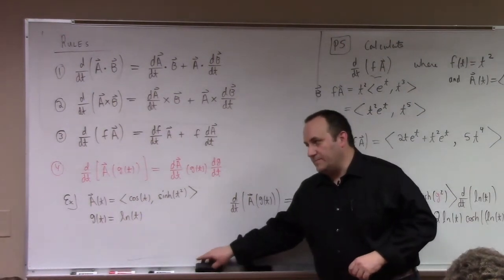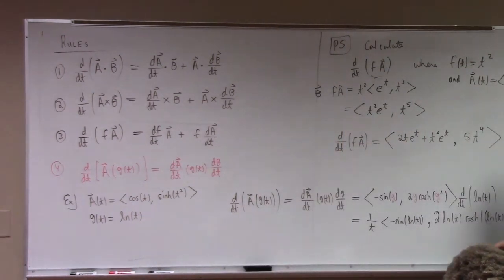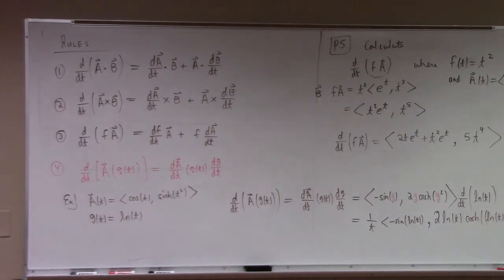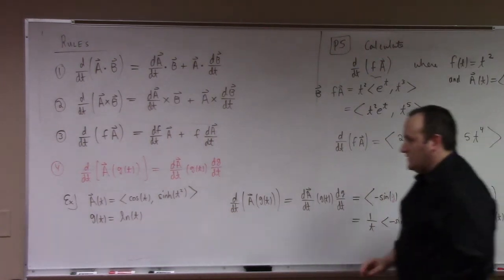Something more interesting that I should point out to you guys. There's another way of understanding this example. Can you guys tell me what's special about that vector A? What kind of vector is that for each time? It is a unit vector.